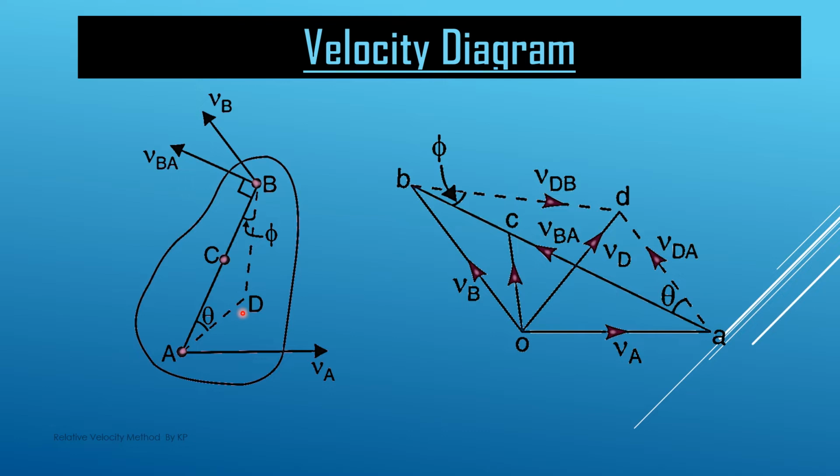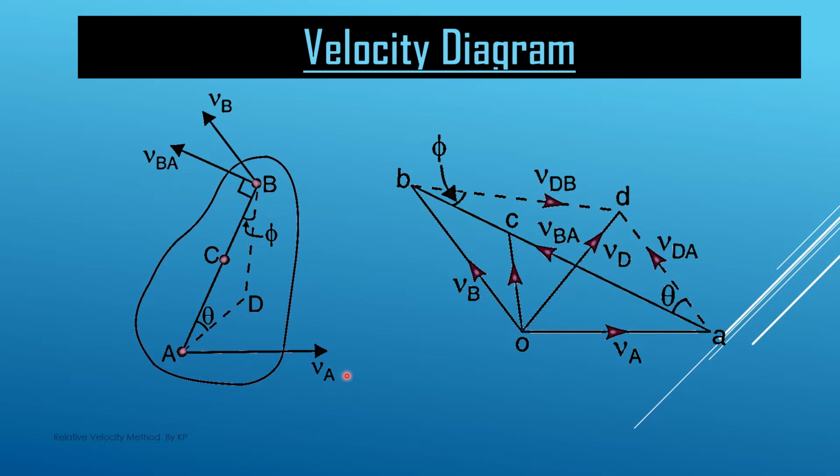And the location of all the points are given to us. This D point is at a location of theta angle from AB in the clockwise direction, and if we see from B point, it has an angle phi in the anti-clockwise direction. This way we can locate this D point, or if we know the distances AD and BD, we can locate this D point basically.